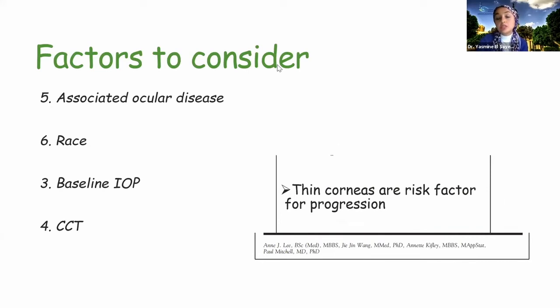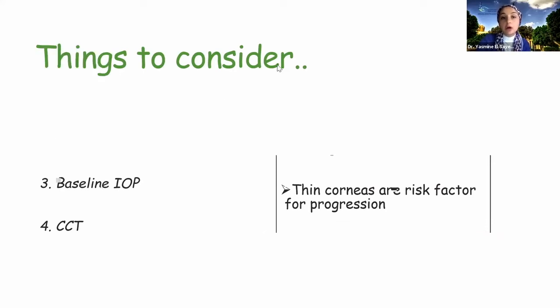The Blue Mountains Eye Study was a major study in Australia that has looked at the correlation between open-angle glaucoma and cardiovascular mortality, and they found a strong correlation between both, particularly in patients who are using beta blockers. So you need to consider all that when you're considering lowering your target pressure further.